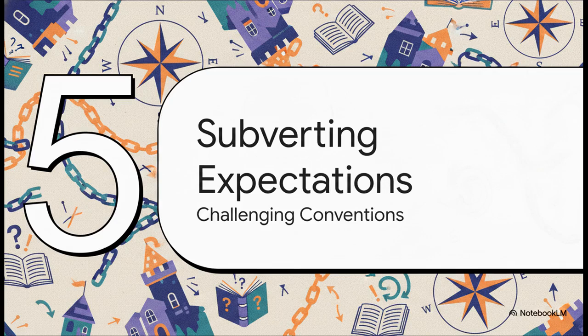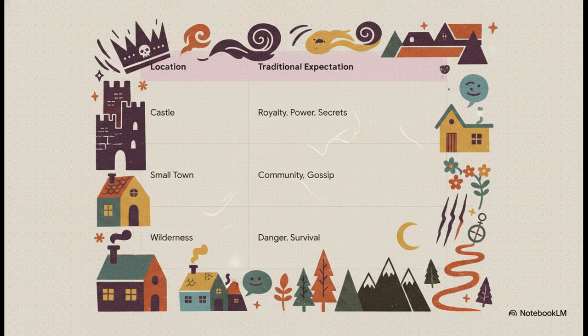Section 5. Subverting reader expectations. We are practically hardwired by centuries of storytelling to anticipate specific things when we encounter a specific place. These are our built-in conventions. If a story opens in a castle, our brains immediately cue up royalty, power, and dark secrets. If it's a small town, we expect a tight-knit community and gossip. If the characters head into the wilderness, we know for sure we're in for a tale of danger, survival, and self-discovery. We bring all this baggage with us before the characters even speak their first line of dialogue.